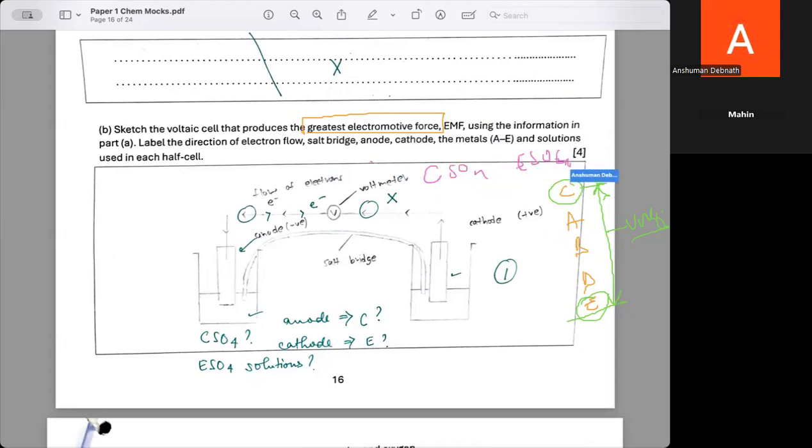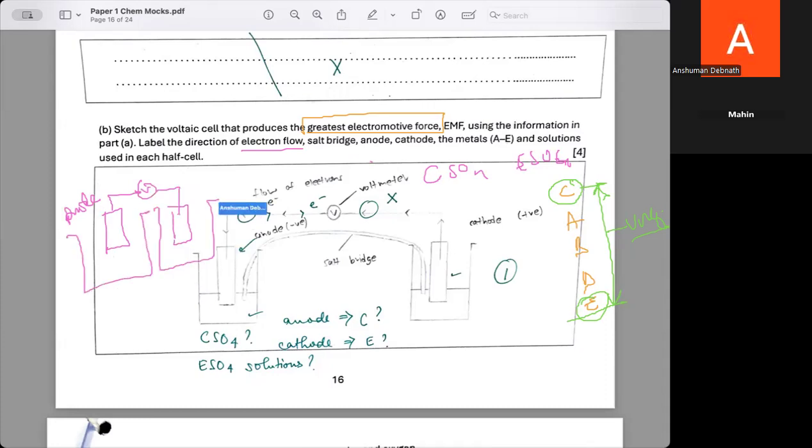Now we have to tell the direction of the electron flow. Always try to draw the anode on the left-hand side, right? Did you get this thing? Sorry, I said right-hand side, my bad. It goes from anode to cathode, right? The voltmeter, the cathode. Now what happens? Anode, now write down this thing.